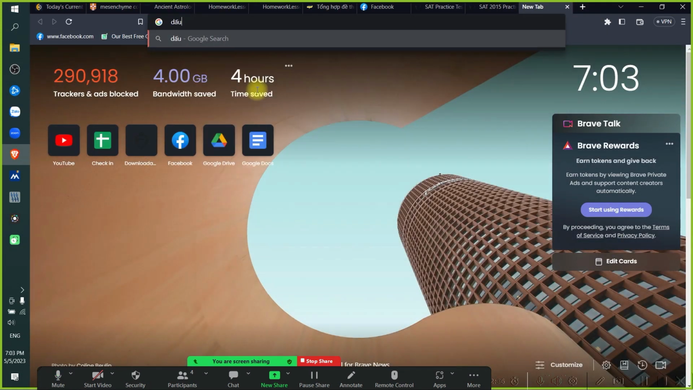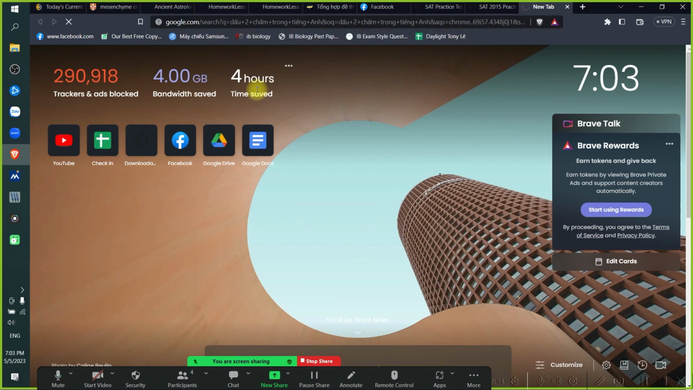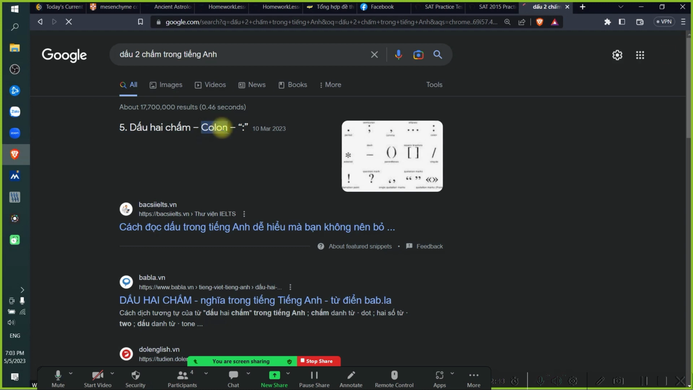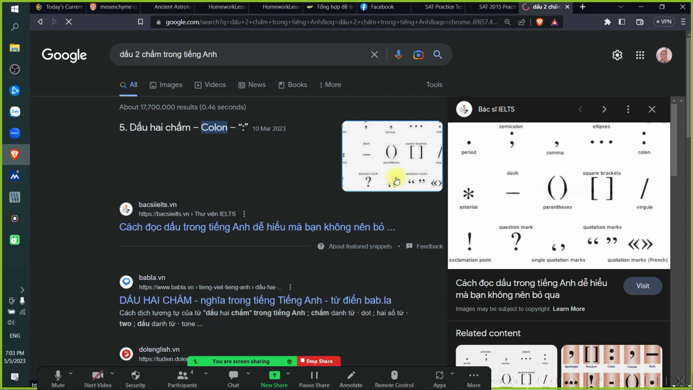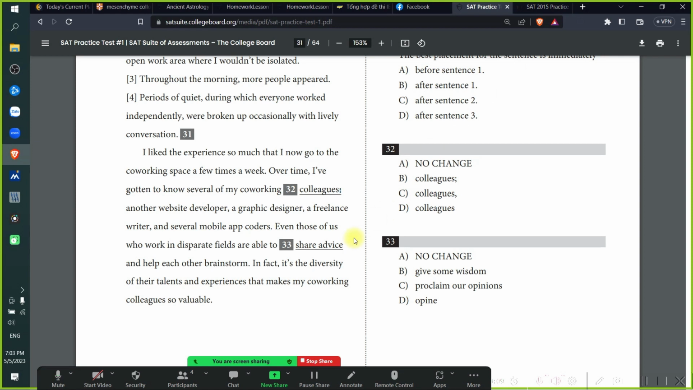Forgot. I forgot what it's called. I'm sorry. My bad. It's called colon, okay? So look at this one. We have semicolon, comma, period. This is colon. Okay. Exclamation mark, question mark. Dấu một nháy, single quotation mark and quotation marks. Okay. Anyway, good now that I know it's colon.